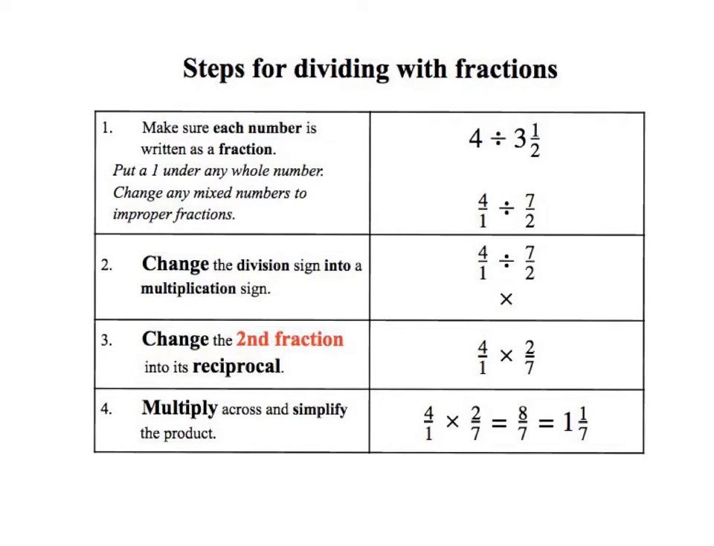Just a quick reminder that in each problem, first, please make sure that every number is written in fraction form. So put 1 under whole numbers and change mixed numbers to improper fractions. Then change your divide to times, flip your second fraction over, and multiply straight across. Before you proceed with the examples in the book, you might want a piece of scratch paper because some of them just take up a lot of room.